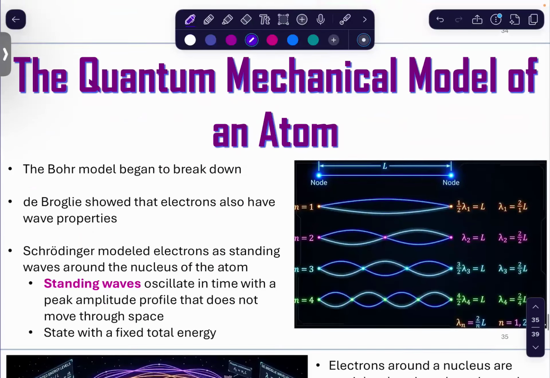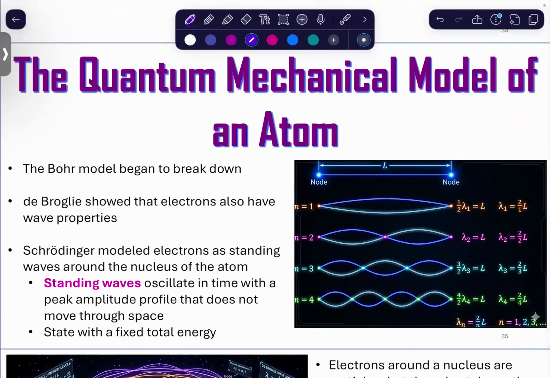Okay, so now we're going to end with a look at the quantum mechanical model of the atom. Eventually, the Bohr model began to break down. It did okay at some descriptions, but it started to fail. So in comes de Broglie, who had already shown that electrons have wave properties. Then some scientists like Schrodinger said, well, let's start modeling these electrons as waves.